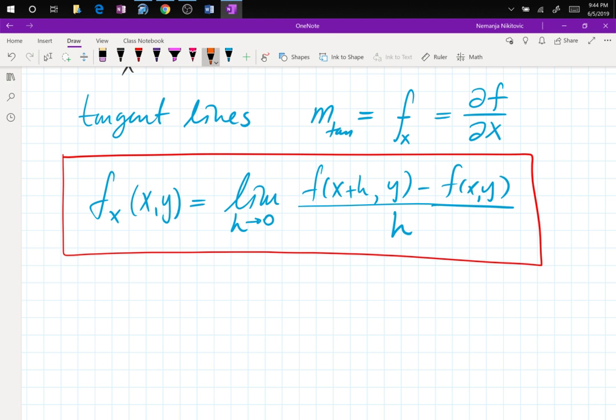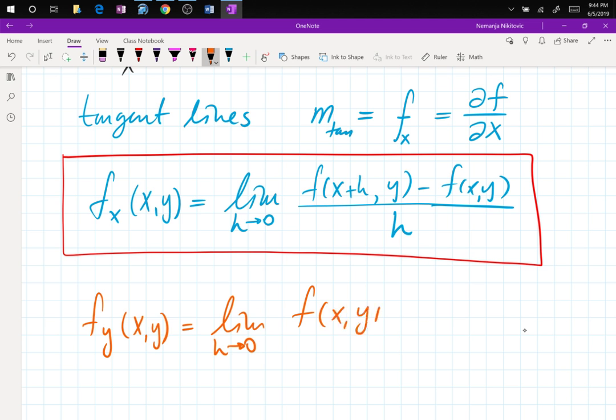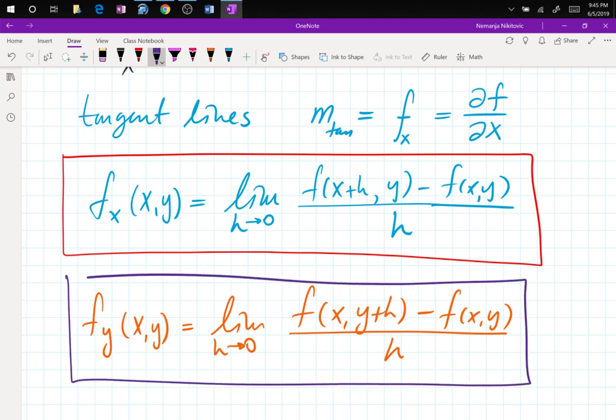And then we have f_y of x, y, which is the limit as h goes to 0. And it's the same deal. f of x comma y plus h minus f of x, y divided by h. So this one is the partial derivative with respect to y. It will give us the slopes of all tangent lines in that direction, in the y direction.